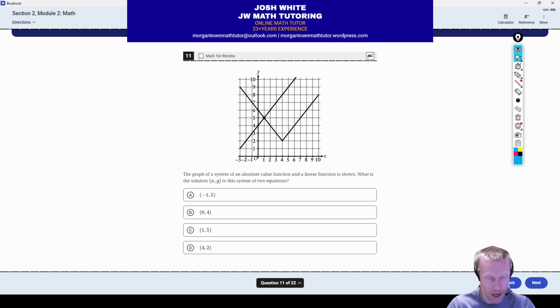In 11, we have two functions graphed, and we want to know what the solution to the system of equations is. So again, we look for the intersection point. It's right here. It is just 1, 5. The correct answer for this is just going to be letter C, and we don't need to do any more work.